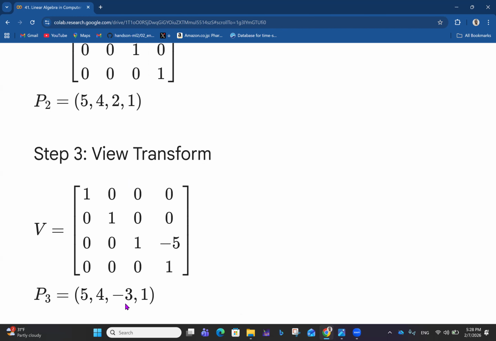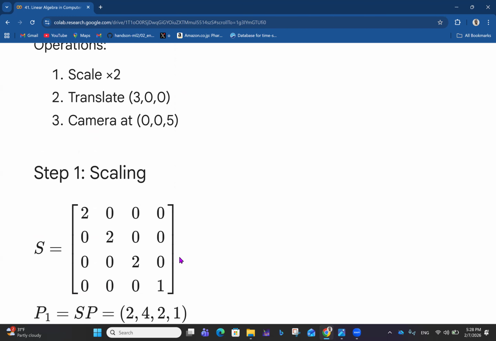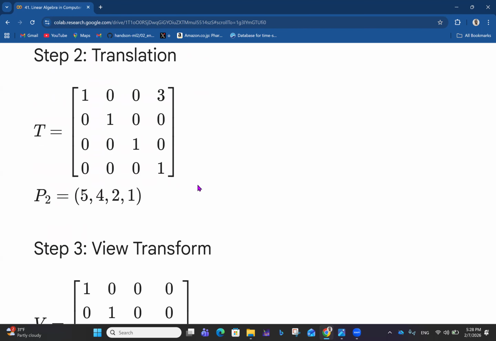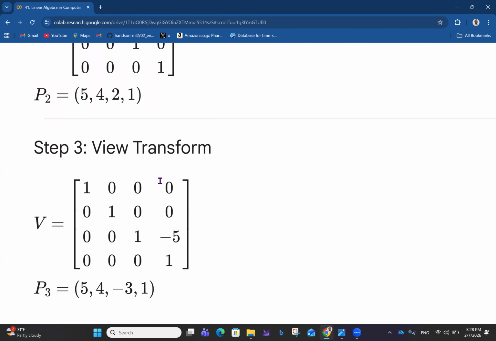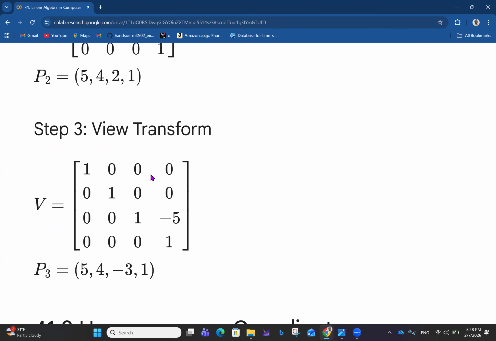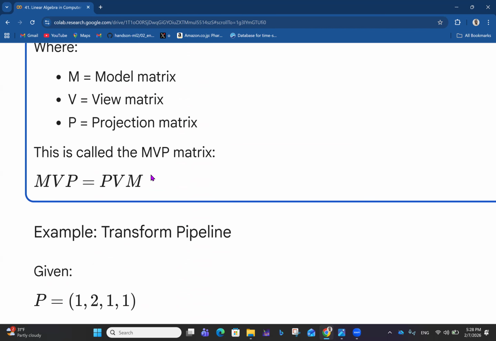And then the next thing you have is the view transform, so you do the camera thing. Since the camera is at 0, 0, 5, you're going to change the world opposite the camera, so you have 0, 0, minus 5. Then you have P3 to be 5, 4, minus 3, 1. All right, so it's more like V multiplied by that original P. So that's how the transform pipeline goes.